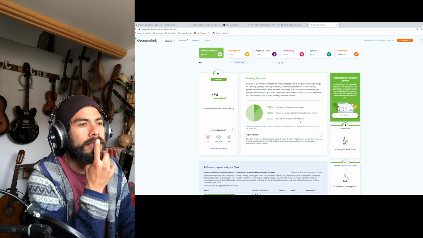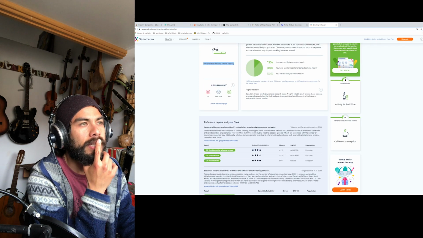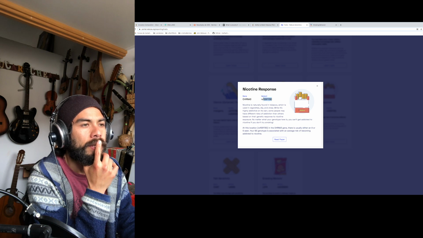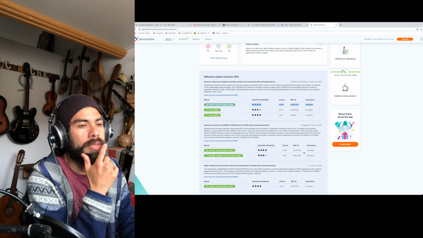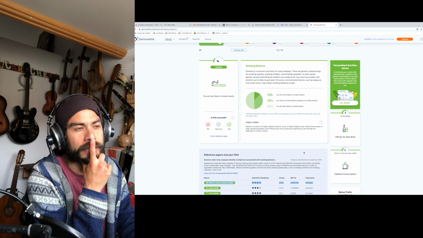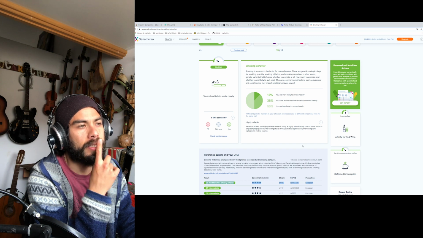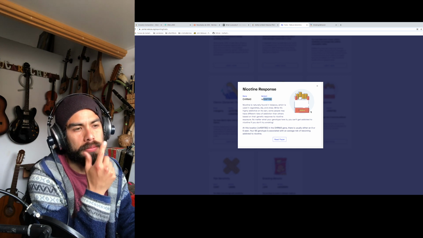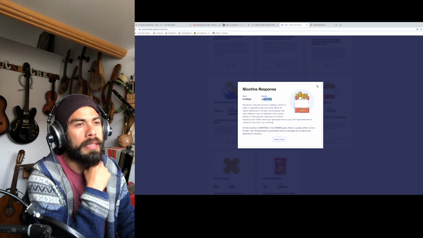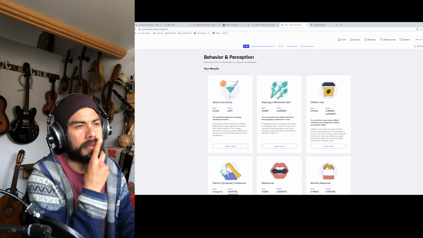About smoking, it says that you are less likely to smoke heavily, and they talk about the same gene. If you see here, that's the one here, then not to be a heavy smoker. So they are talking about the same gene, but they are saying two different things. Here they are saying that I'm likely to not be a heavy smoker. Here they are saying that I have an average risk of becoming a heavy smoker. With some other traits like this.